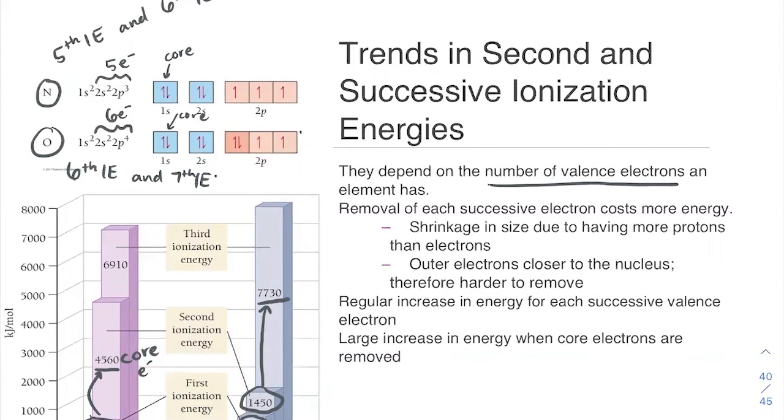We don't want to go into the third for magnesium because we only had 2 valence. We're gonna start to dip into the core. So there will always be a large increase when the core electrons start to be removed. So valence electrons have relatively low ionization energies. The biggest jump happens when you have removed all the valence and you're trying to remove a core electron.